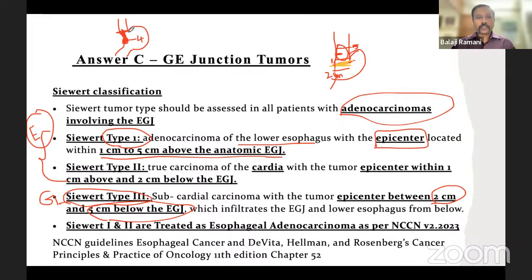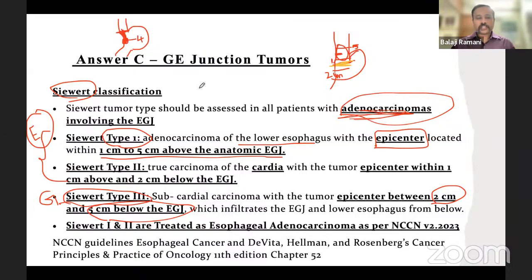So whatever the type of adenocarcinoma, the OG junction has to be involved for you to apply the Sievert classification. Few points again I'll stress. One is, it is applied only for adenocarcinomas. It does not apply to squamous cell carcinoma. Second point is, type 1 and type 2, both of them are treated like esophageal cancers as far as management is concerned. They are not treated like gastric cancers.